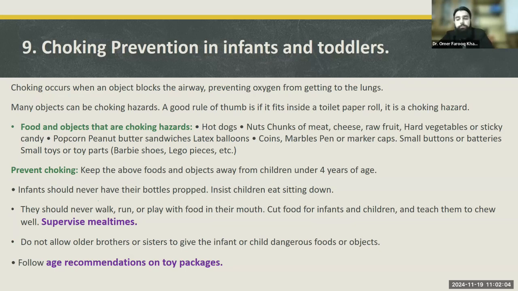You always supervise meal times. You do not give meals to the infants and toddlers and leave them alone. Do not allow elder brothers or sisters who are not themselves adults to give the infant or child dangerous foods or objects. Follow age recommendation on toy packages. If a toy package says not below 3 years, you do not give that to a child, because it is a choking hazard.